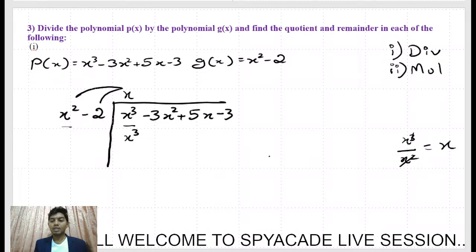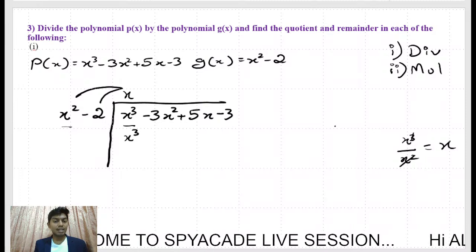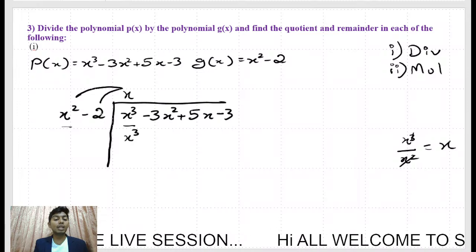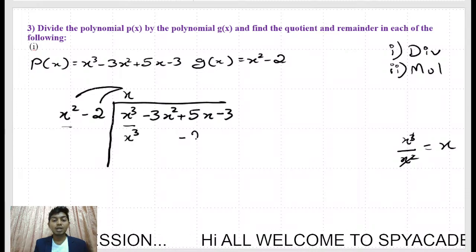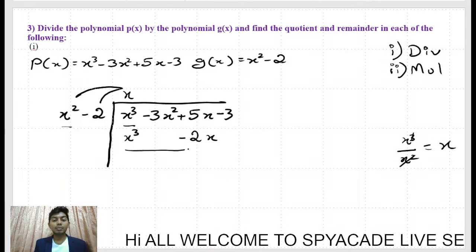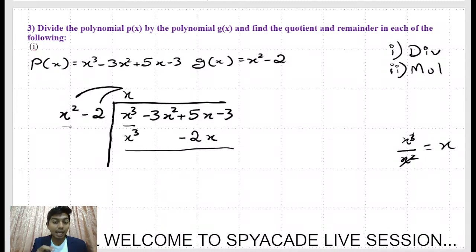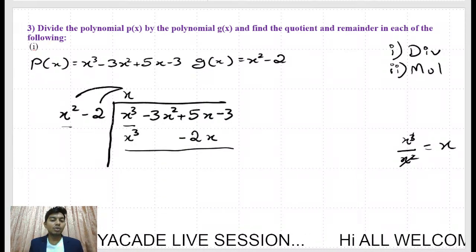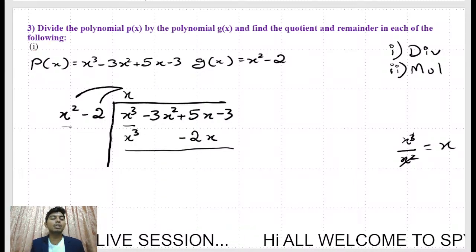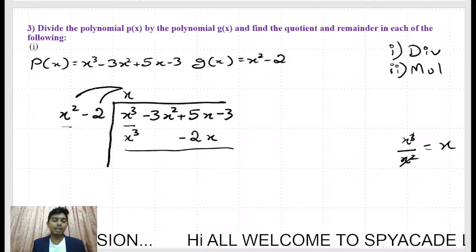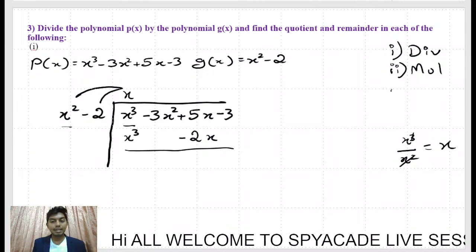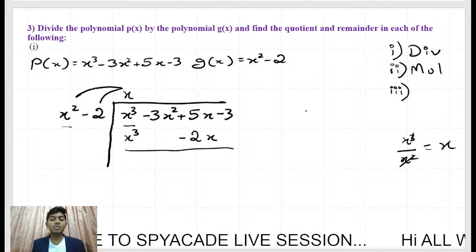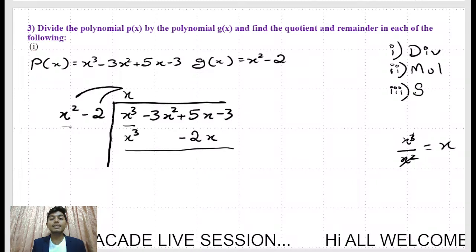So you got x cube divided by x square as x. So you kept that in the quotient. So when you multiply, you got x cube, and then when you multiply here, you are getting minus 2x. In order to overcome the confusion, I have written it exactly below the term where you have x. If you write it below this x square term, then you will get confused. So write it accordingly. This is the second step which we have done. First we have done the division, and then the multiplication, and the third one is subtraction.